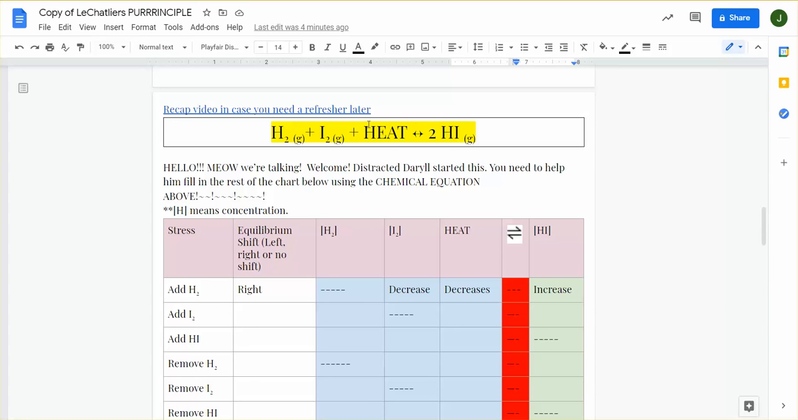And when you shift towards the right, that means it's making more products, so we're going to see an increase in hydrogen iodide. But to make more hydrogen iodide, we had to use up some of our reactants, so that's why these will decrease. So you'll start noticing a pattern when it shifts towards the right. A lot of these certain things will come up often.